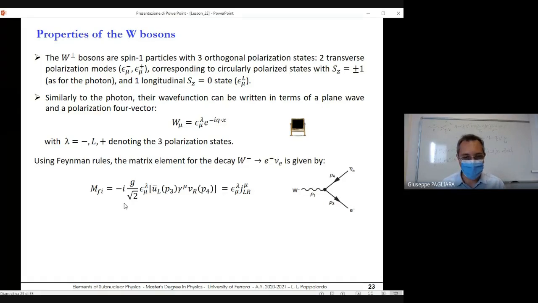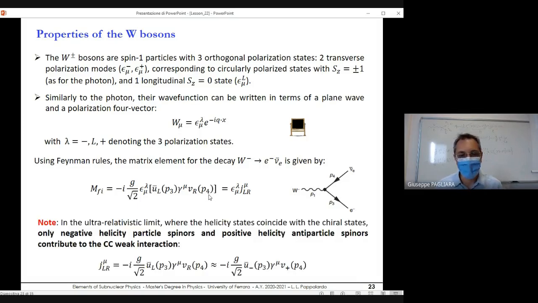So this was our result, okay? This is the matrix element for the decay of a real W into electron antineutrino, in terms of the left-handed and right-handed chiral spinors for fermion and antifermion. Now, the mass of the W is huge, 80 GeV, so when it decays into electron and neutrino, both are ultra-relativistic, of course. There is a lot of energy available in the decay.